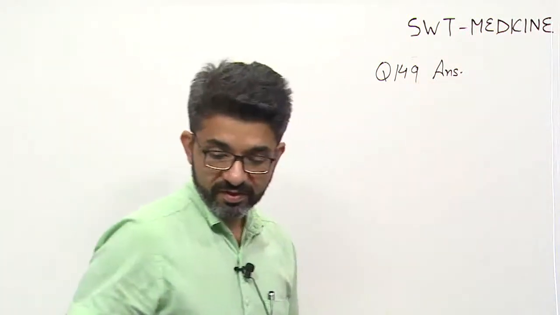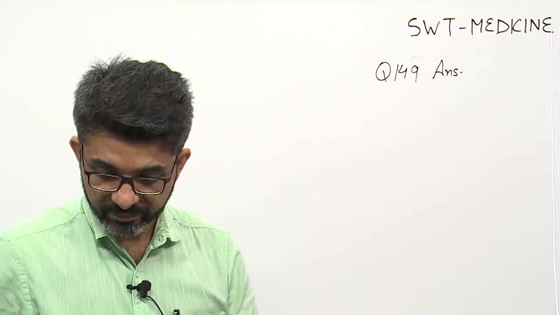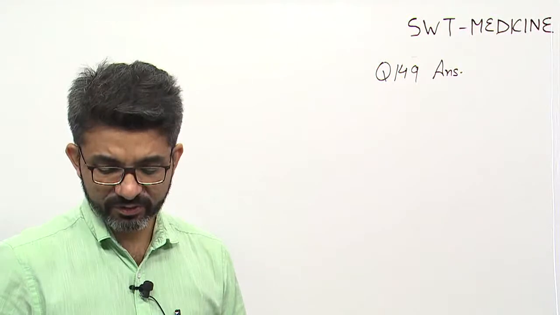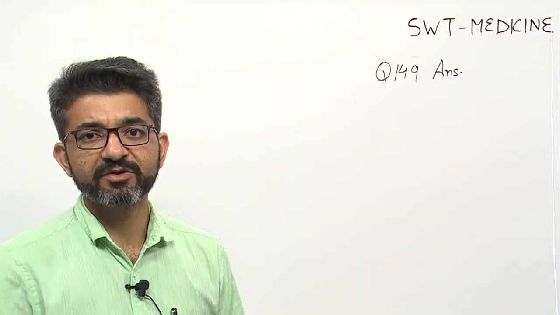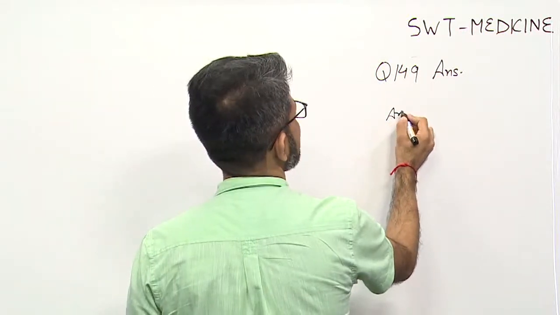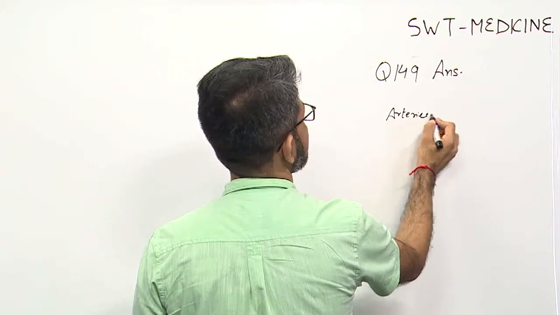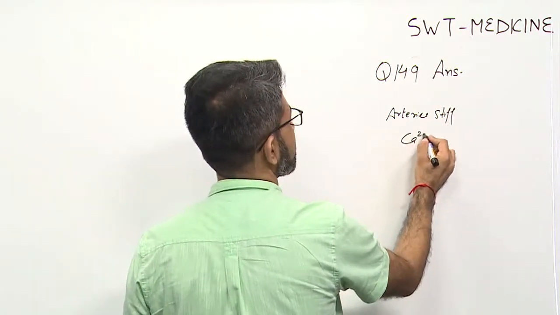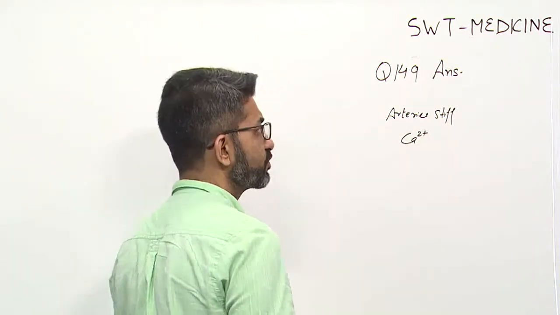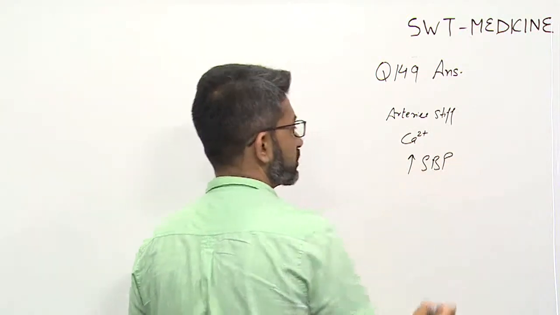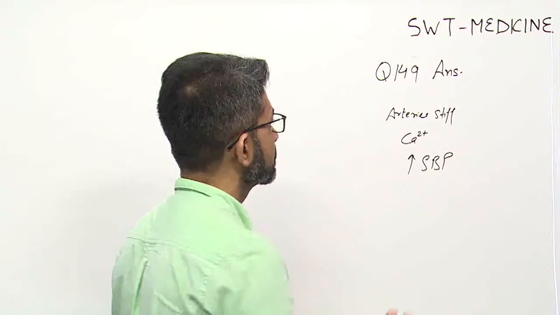Question number 149. True about pseudo hypertension. Very simple question. It is obviously seen in elderly because of the arteries which are stiff, stiff because of the calcium deposition. So the compliance becomes poorer and there is increase in the systolic BP. Right. So the answer is D.